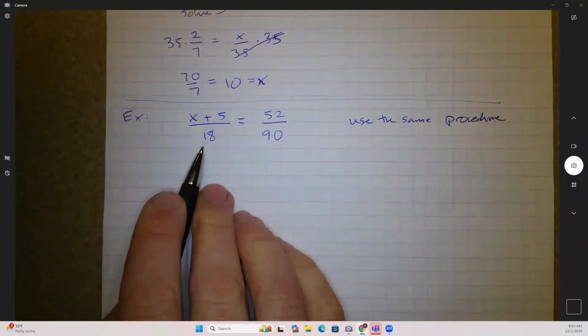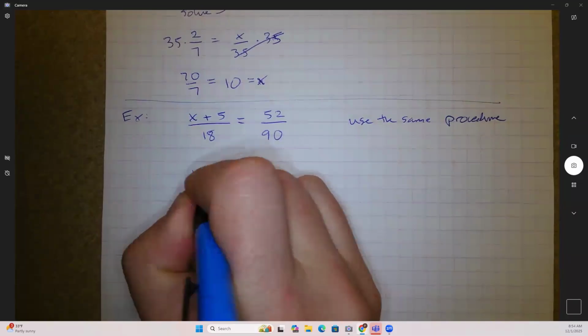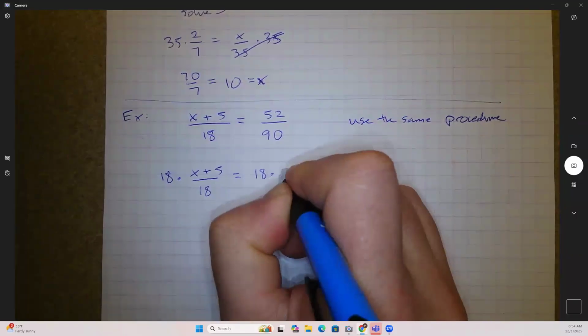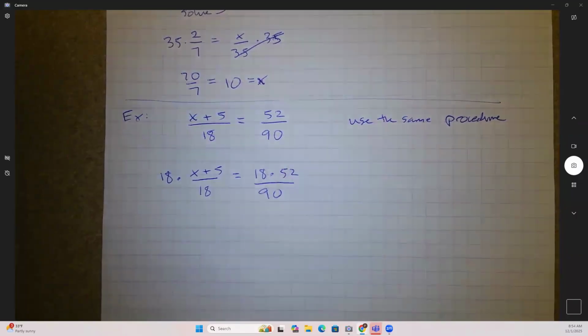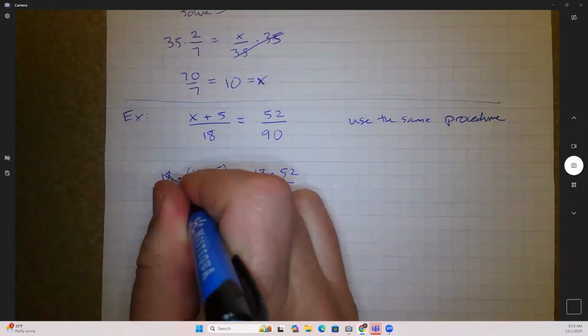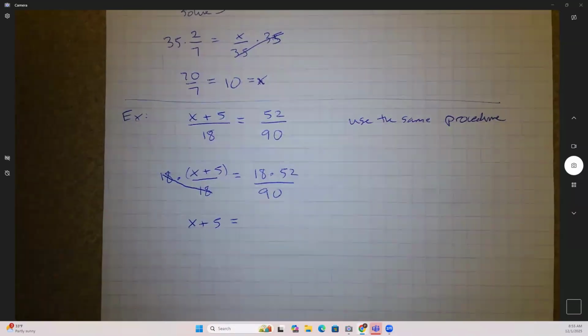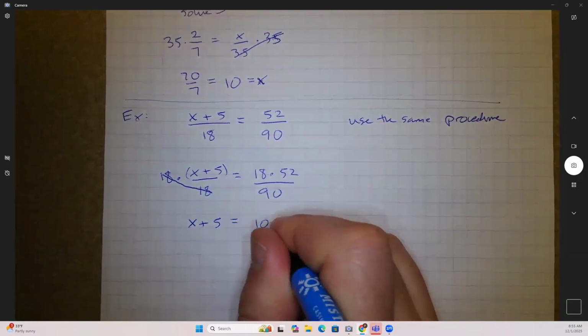The issue is I'm dividing by 18. So I'm going to take the x plus 5 over 18, and I'm just going to multiply both sides by that 18. Because that x plus 5 is just sitting up there kind of in a parentheses. And so I get to cancel those 18s. And now I have freed the x plus 5 from the fraction. And I just do a little bit of multiplication over here. 18 times 52 over 90 is 10.4.